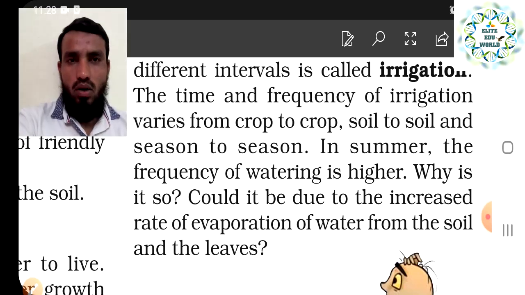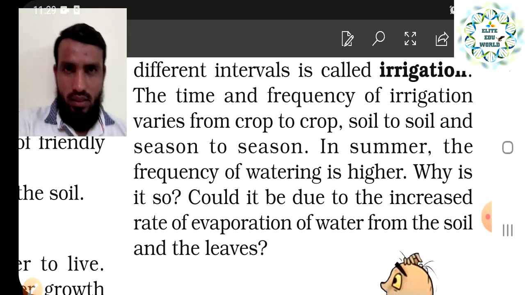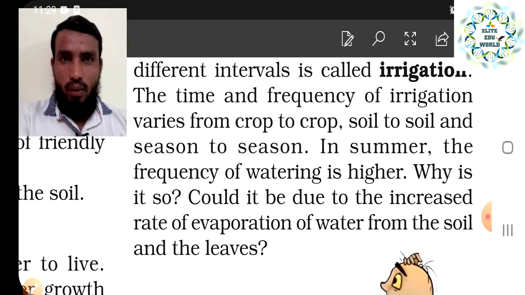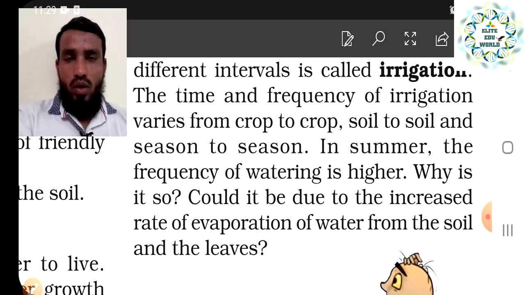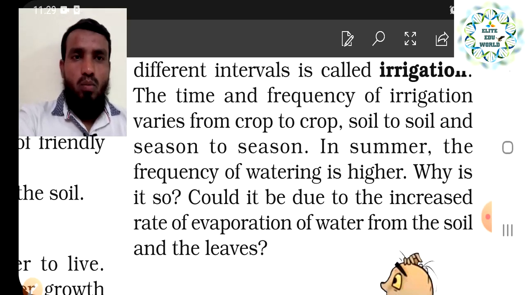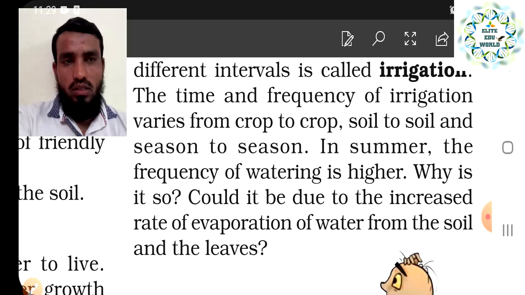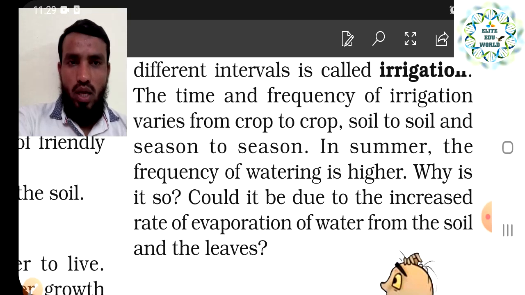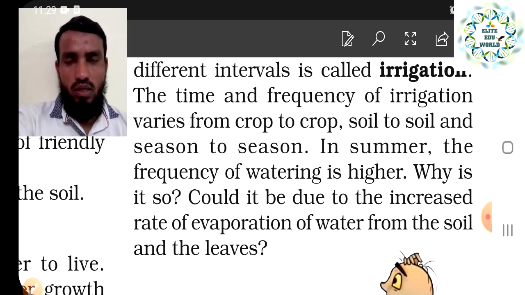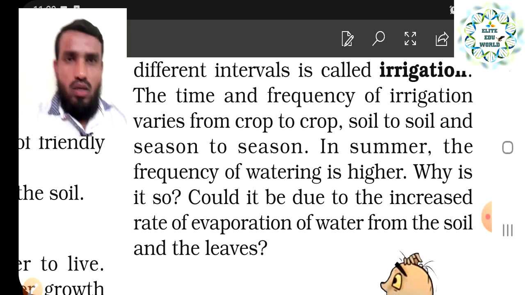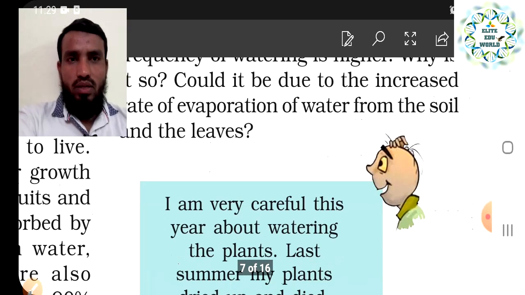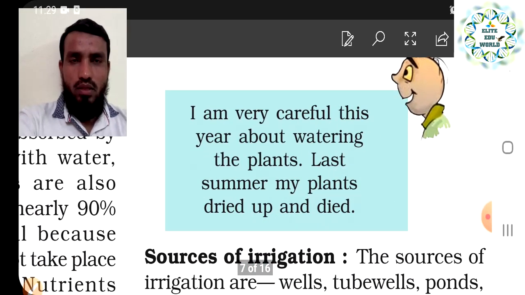If you are growing your crop in the summer, the frequency of watering is higher, right? Because in summer there is more temperature, and more water evaporates from the soil. So we have to provide the water more and more times in the summer season. Why is it so? Because of the increased rate of evaporation. As I told you, there is more evaporation of water from the soil and from the leaves, because leaves also evaporate the water. So that is why we have to do irrigation with more frequency in the summer season.